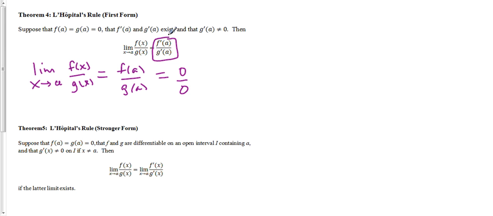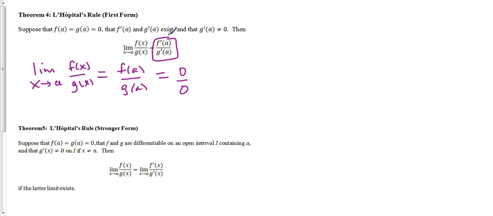But what if, when we substitute in, we still get an indeterminate form? Well, then we're going to want to apply L'Hopital's rule again, which gives us the stronger form down here in theorem 5, which says, suppose again that f of a and g of a are equal to 0. But now we have to say that f and g are differentiable on an open interval containing a, so that just means in the area around a where our limit is headed.